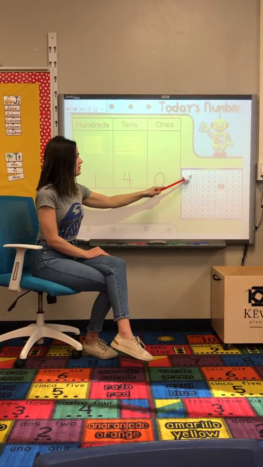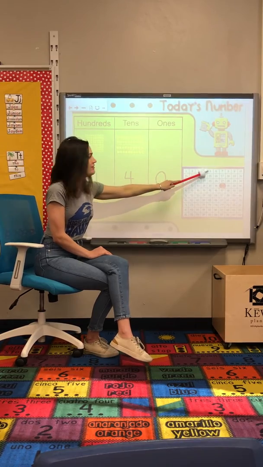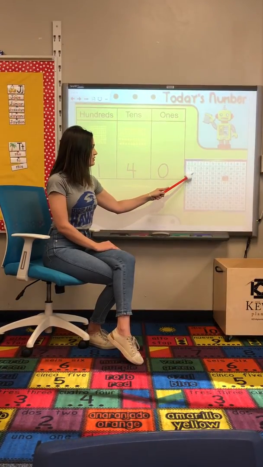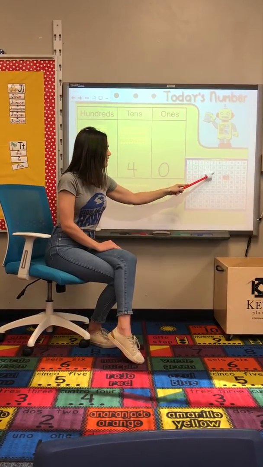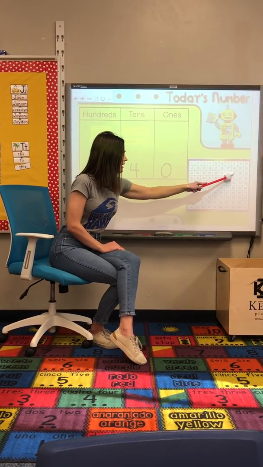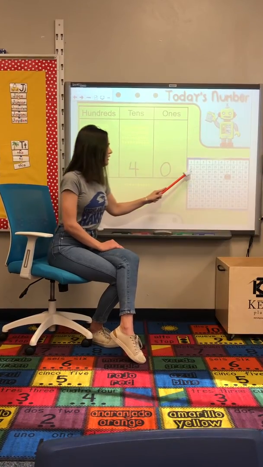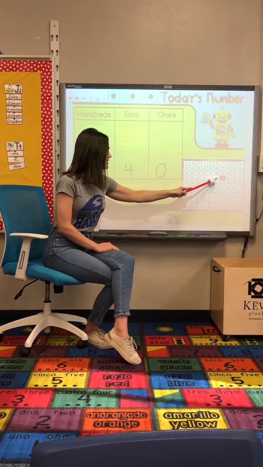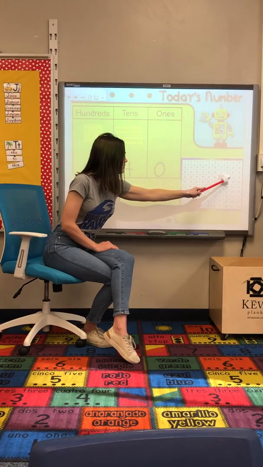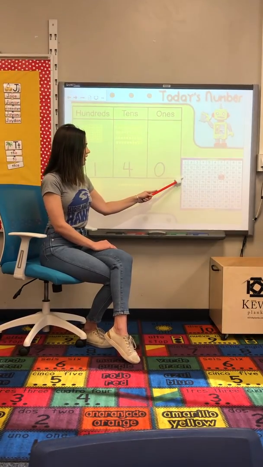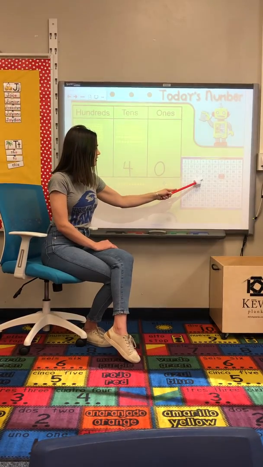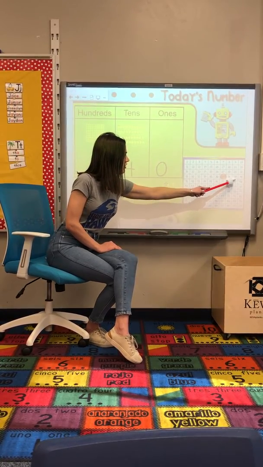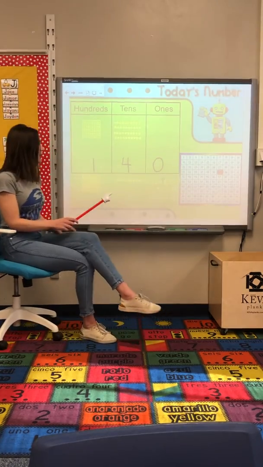1, 2, 3, 4, 5, 6, 7, 8, 9, 10, 11, 12, 13, 14, 15, 16, 17, 18, 19, 20, 21, 22, 23, 24, 25, 26, 27, 28, 29, 30, 31, 32, 33, 34, 35, 36, 37, 38, 39, 40. Great job.